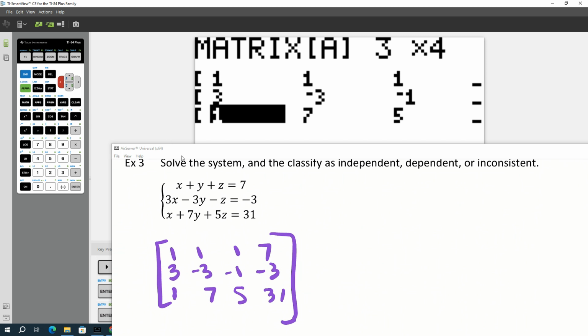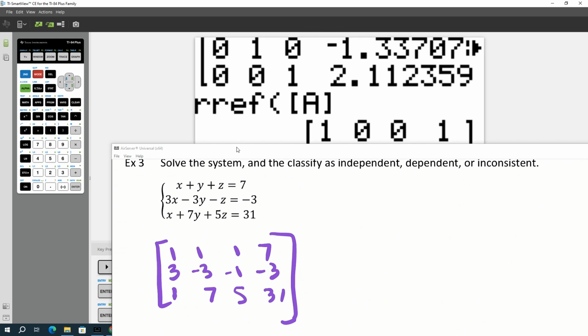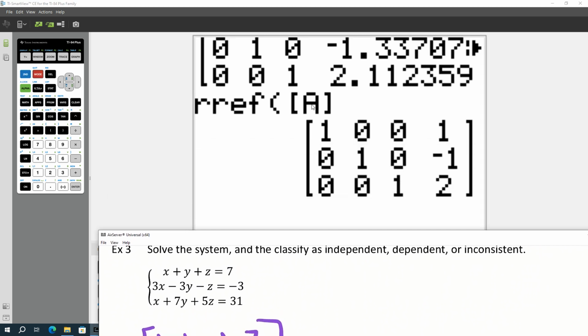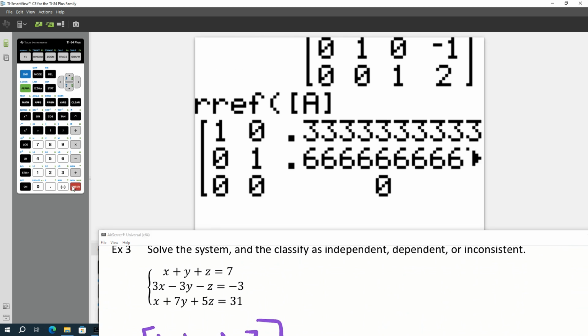All right, I think I'm okay this time. So don't forget to quit out of here. Now that RREF-A is already in our calculator, we can just hit enter. You should practice it several times, but it's there.